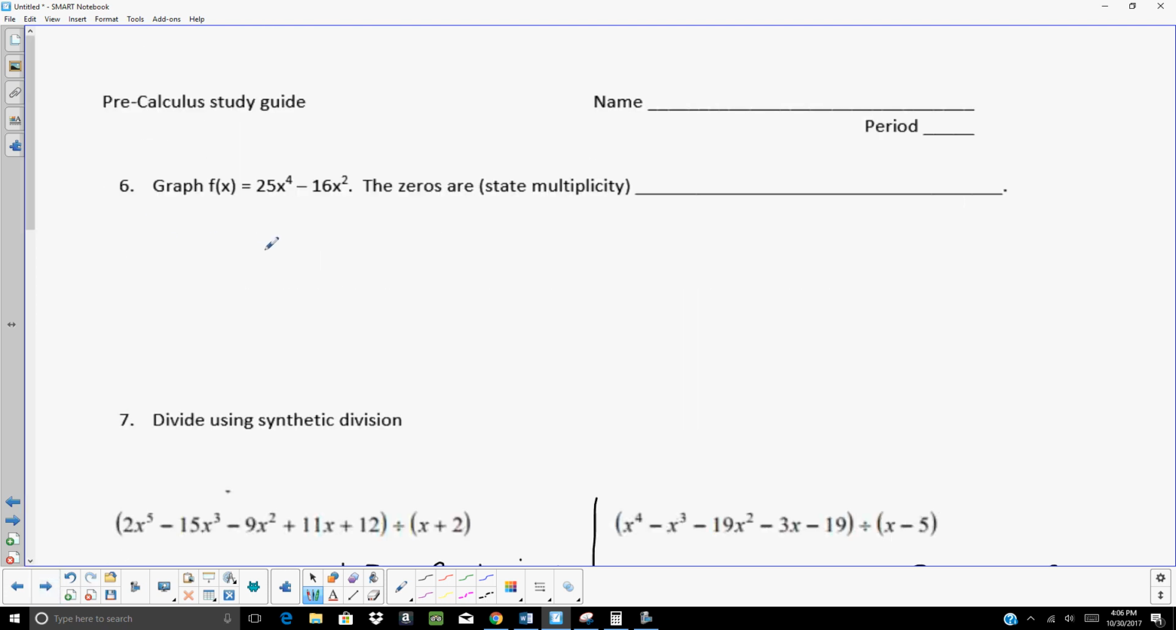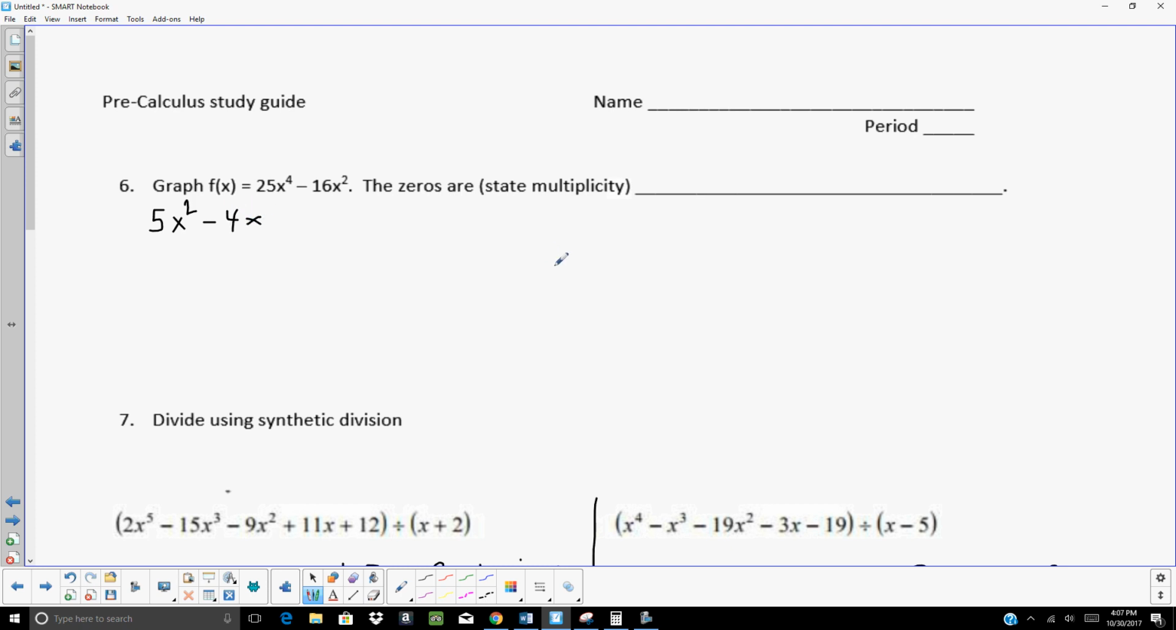All right, so we want to graph this, and we want to state the zeros, and we're going to state the multiplicity. That means if they're going to be repeated or not. So if I were graphing that, what I notice right away is, hey, that's a perfect square. So 5x squared minus 4x.